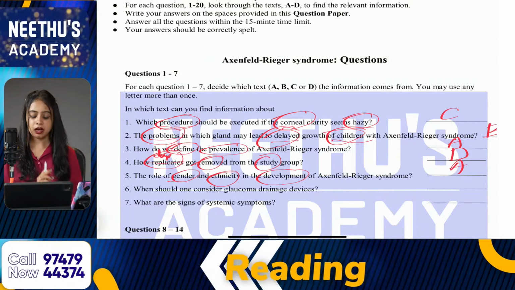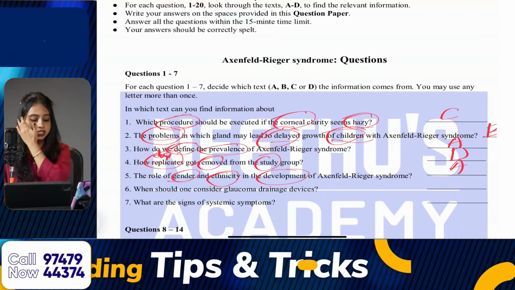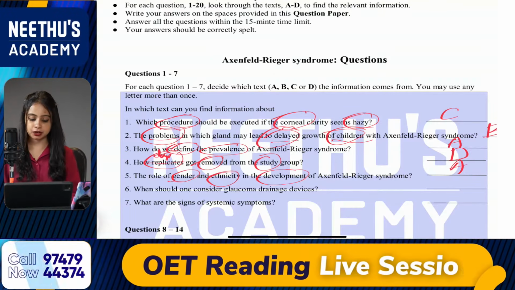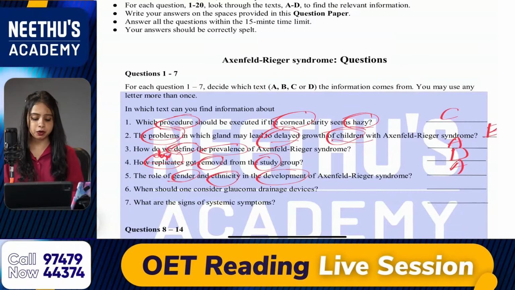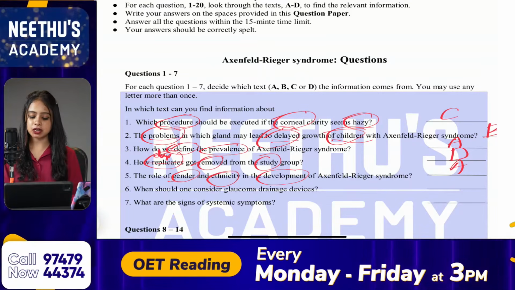And 6th one, when should one consider glaucoma drainage devices? Okay, Shiny, it is from text A. Yes, dear, very good. 5th one. Okay, so what about 5th one? 5th one, yes. Okay, the role of gender, that is from text A.